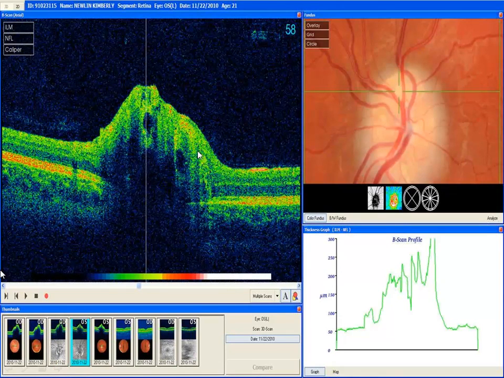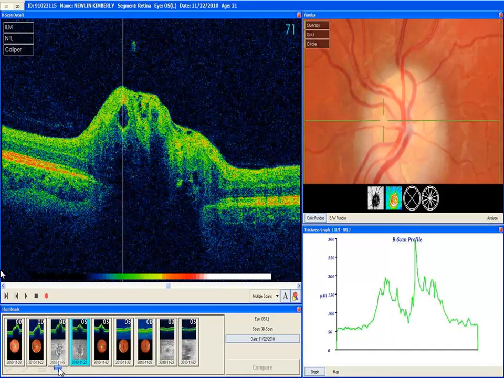Here's the other eye. So this one is a disc drusen, probably not at all obvious to you, but it corresponds to this oval right here. And there's still another one over here that we can see. And there you can see, right in the center of the crosshairs, that corresponds to that.